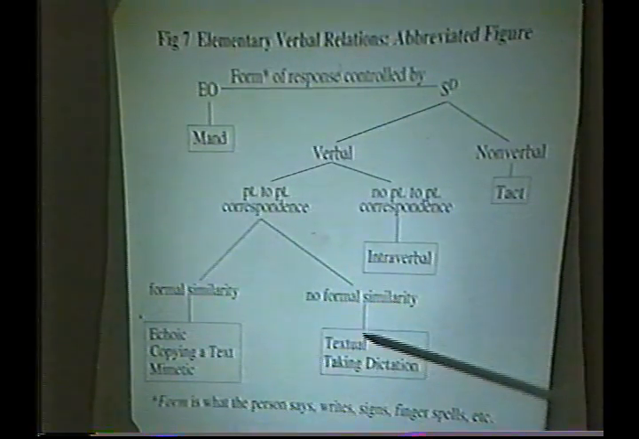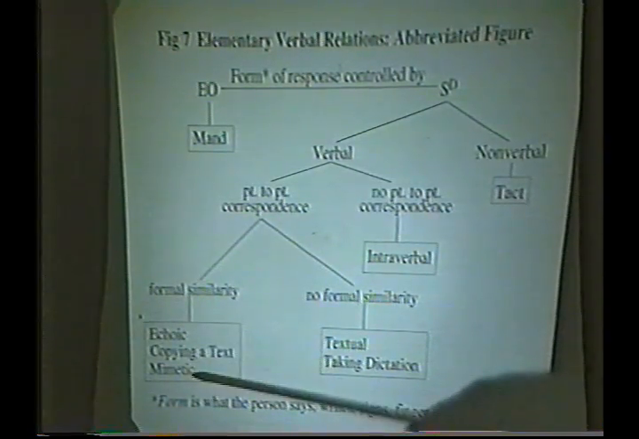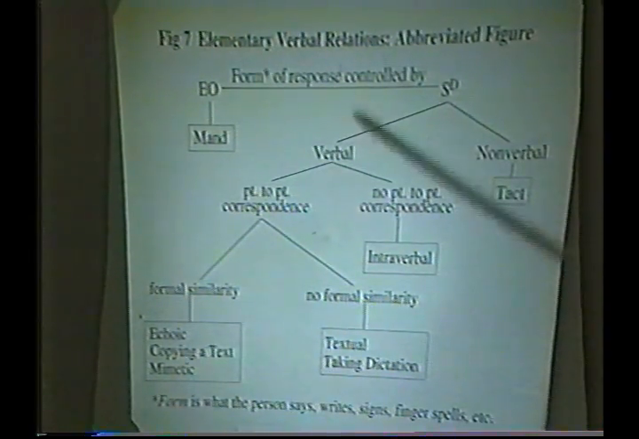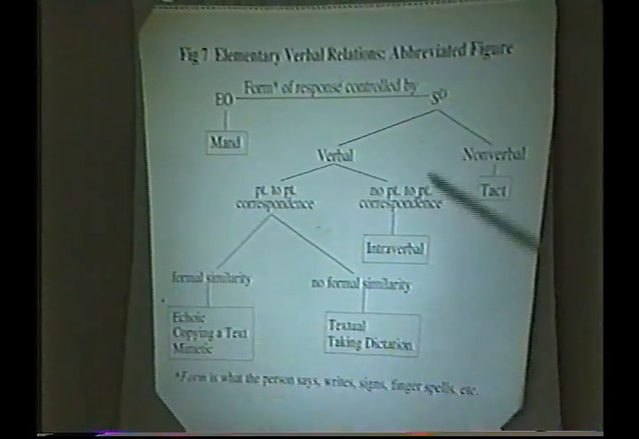If there's not, it's called textual behavior, or taking dictation. If there is, it's called echoic, copying a text, and mimetic behavior. I'll go over those in some detail, but this is a handy kind of skeleton for you to have in mind as you're thinking about these different verbal operants, and we'll spell it out in detail later.